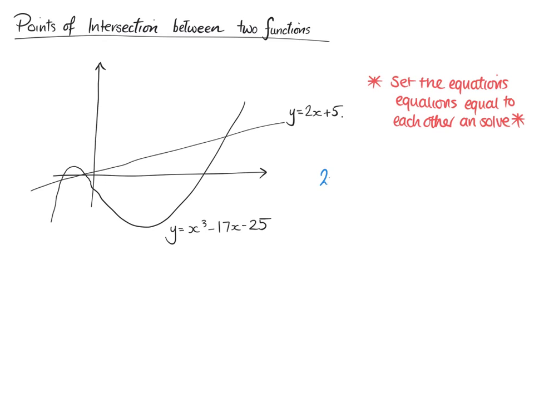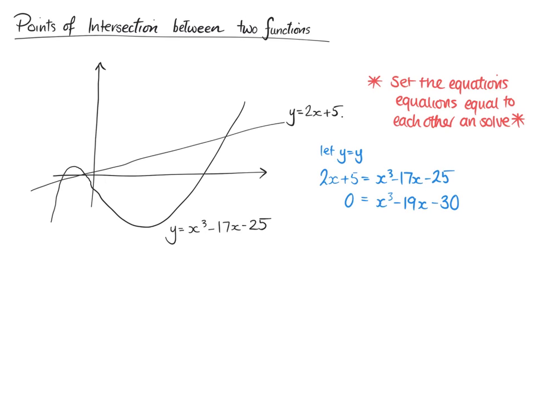So let y equal y. We get 2x plus 5 equals x cubed minus 17x minus 25. We're going to set it equal to 0 so that we can find the roots, which will give us our values for x. So we take away 2x from both sides, so our x cubed stays the same, then minus 19x. And we take away 5 from both sides, which gives us minus 30.